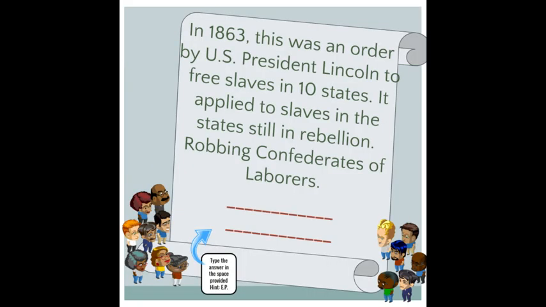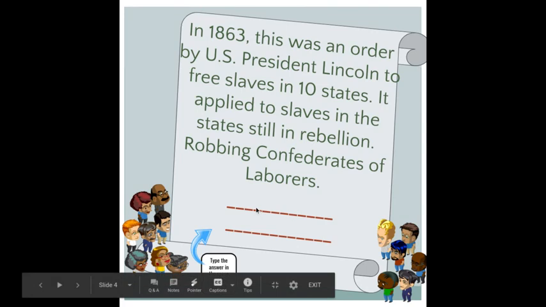In 1863, this was an order by the U.S. president to free slaves in 10 states. Notice how it's not all states. It's only in the states that are warring with the Union. It applied to slaves, I already said it, in states that rebel, robbing Confederates of laborers, okay? That is the Emancipation Proclamation. So you're going to type your answer right here in the document.